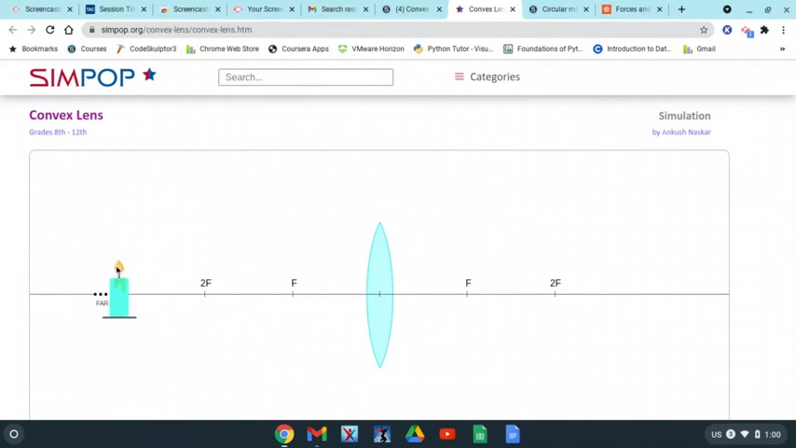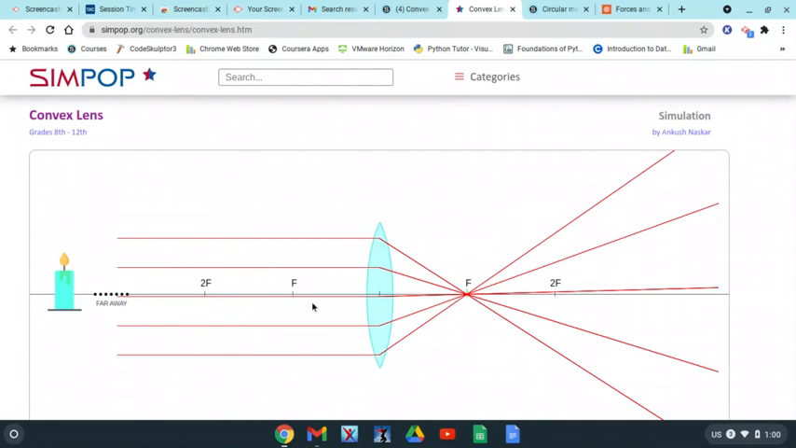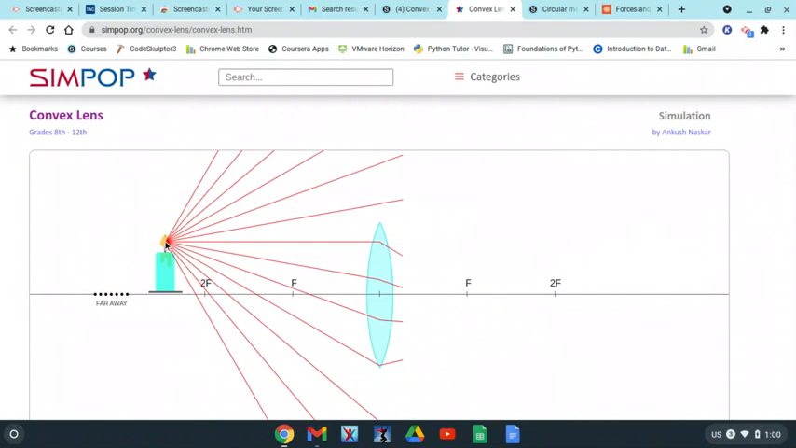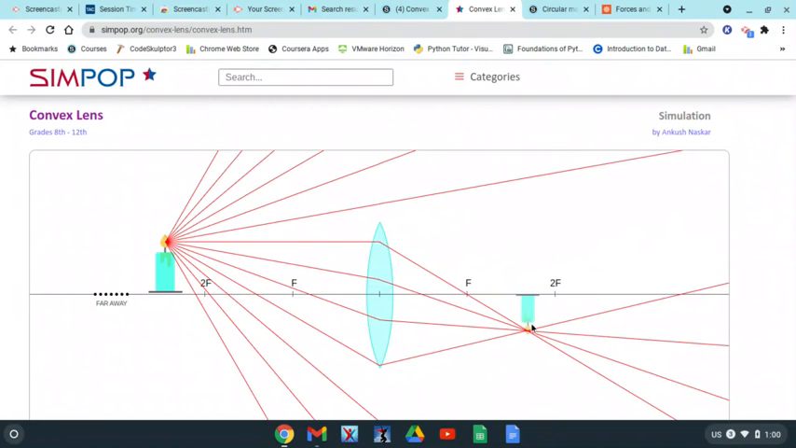And see, when I place the image far away, the lines come in a straight line. They bend towards what's called the focal point, and that's where all the light is converging to. Now, if I bring it up closer, somewhere up here, you see that I have an image that is smaller and upside down, and I haven't reached twice the focal length yet. 2f is twice the focal length.